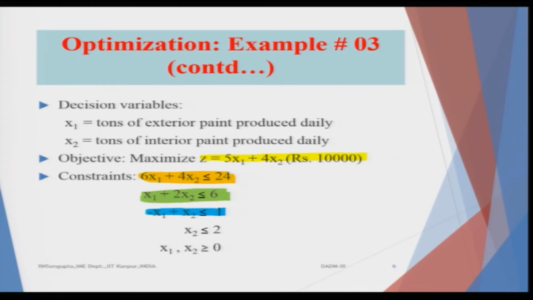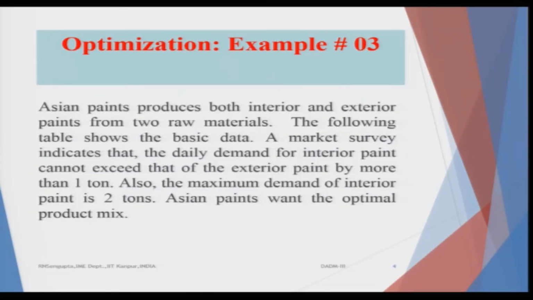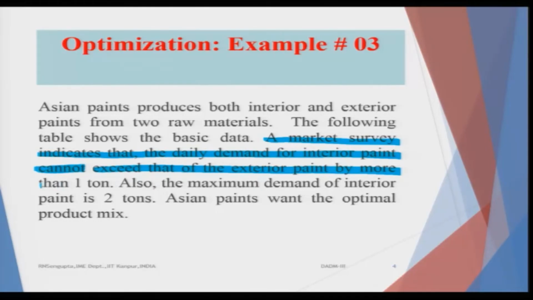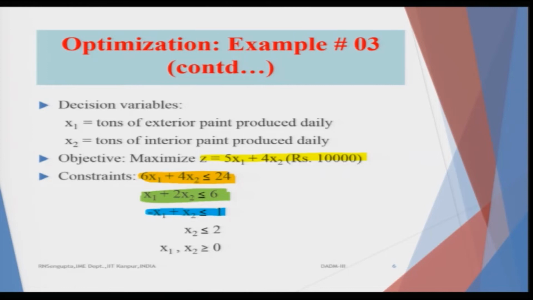So, what does it mean? If I go back to the initial formulation, it mentions very clearly, I will use the same color to highlight: a marketing survey indicates that the daily demand for interior paints cannot exceed that of exterior paint by more than 1 ton. When I bring it into the formulation, this would mean minus x1, taking it to the left hand side, minus x1 plus x2 is less than or equal to 1. So, this is the third constraint. The constraints give you the idea of what the overall feasible set is.